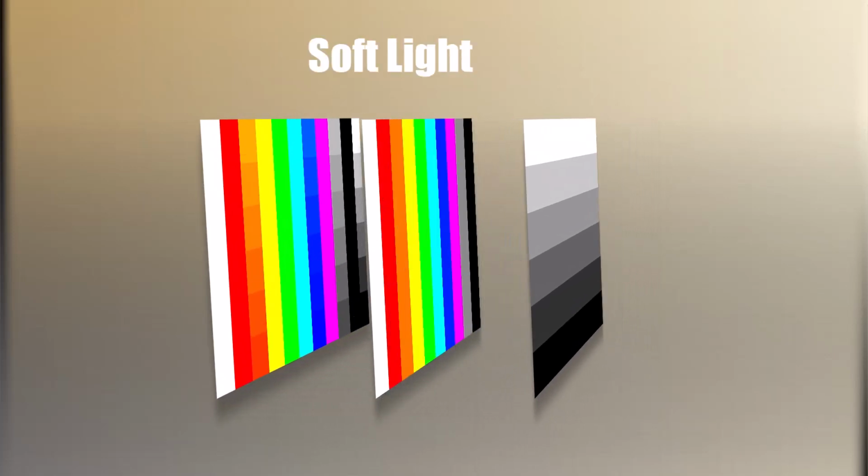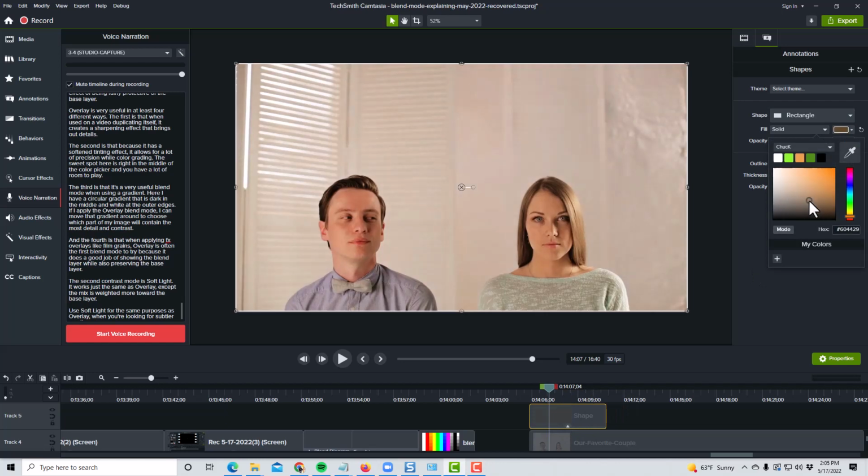The second contrast mode is soft light. It works just the same as overlay, except the mix is weighted more toward the base layer. Use soft light for the same purposes as overlay when you're looking for subtler results.